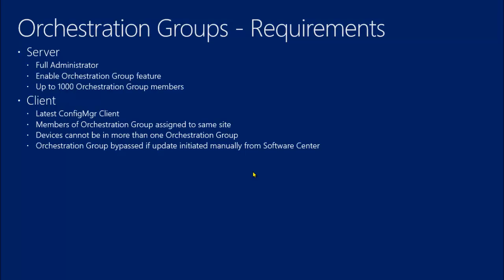When you configure orchestration groups and deploy them, the devices, the clients that are part of the orchestration group will receive policy to know that they are part of the orchestration group. Then, when a software update required deadline is reached, that is when the orchestration process begins, not before.